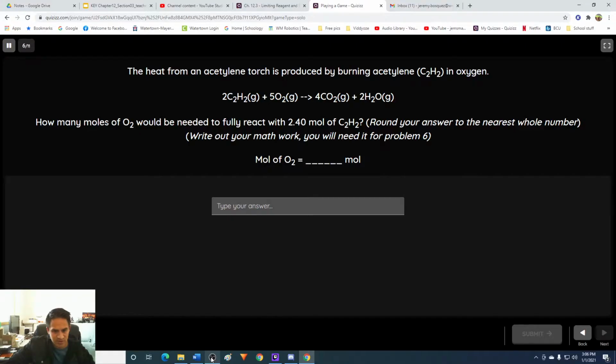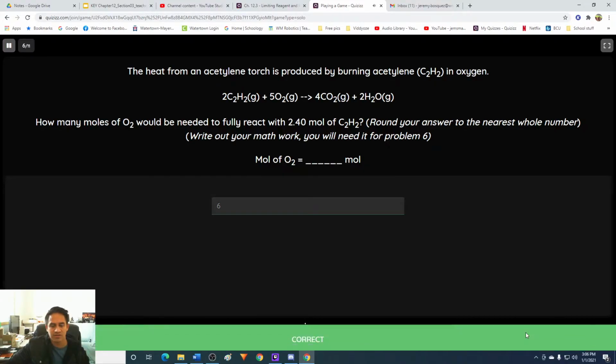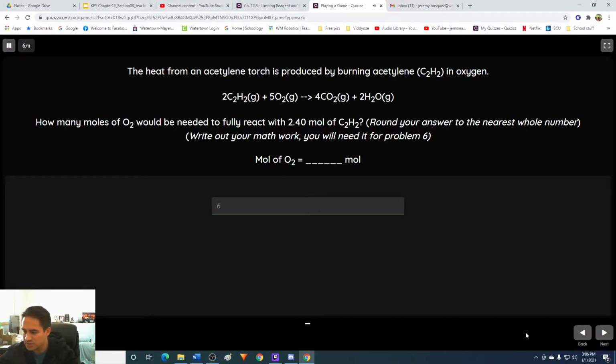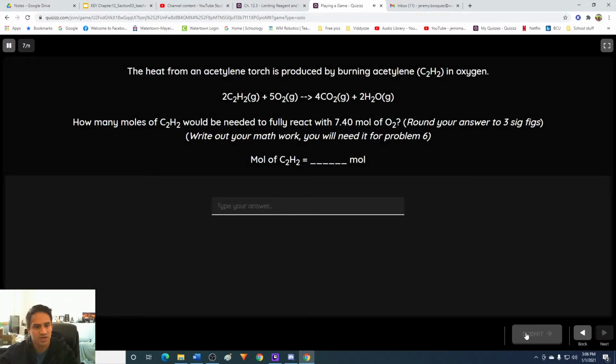So let's switch back to our quizzes. Let's type in 6, hit submit. All right, there we go. Awesome. All right, next one. How many moles of C2H2 will be needed to fully react with 7.40 moles of O2? And it looks like we have the same reaction from the previous problem. Okay, so again, let's switch back to our paper.